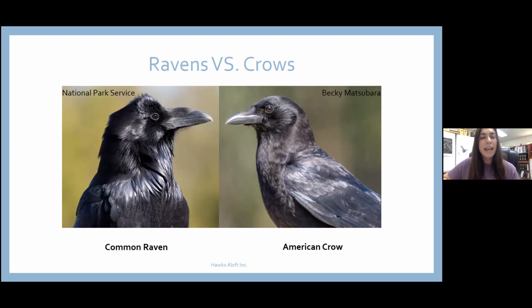And the last thing I'll say about the differences between ravens and crows is the way that they fly. Common ravens have longer tail feathers in the middle of their tail, and then shorter tail feathers on the edges of their tail. So it makes a kind of triangle fan shape when they are in flight. Crows have the same length feathers all throughout the tail, and so it makes a kind of fan shape in their tail when they're in flight. So that's a really good way to tell as well when a bird is soaring above you, if it's a raven or a crow.